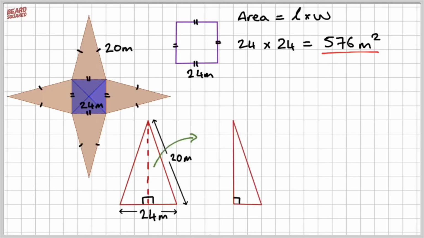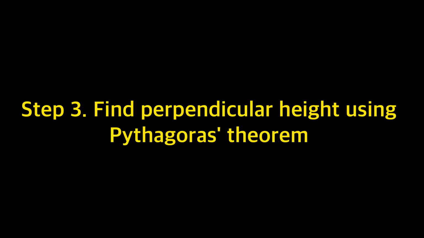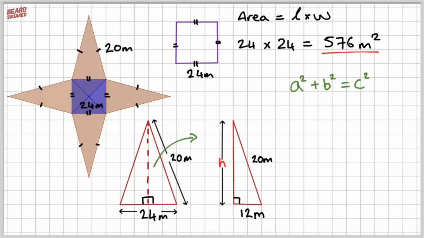So what I'm going to do for step 3 is take half of that triangle, so I have a base of 12 meters. I still have the slant height of 20 meters, but now I can work out the perpendicular height using Pythagoras' theorem. Now if you're not familiar with Pythagoras' theorem, I'll link a video in the cards above and in the description below, so you can check that out and get familiar with the concept.